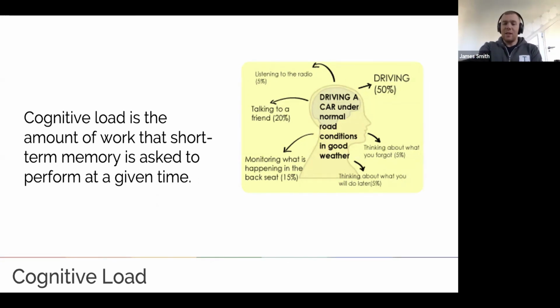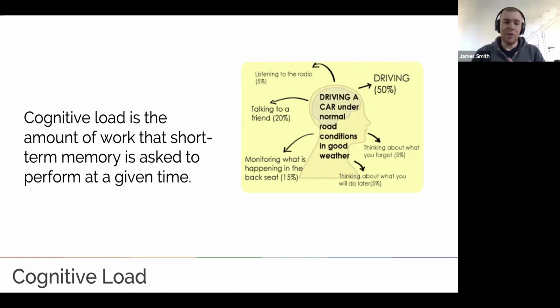Thinking about driving, 50% of our concentration span is taken up while we're driving. Yeah, we can still listen to the radio and engage with the radio. Perhaps we are on a voice call to a friend, to family, and so on. And then obviously that changes depending on the weather conditions. So if it's stormy, or cloudy, then it becomes much more difficult to concentrate on whatever's going on in the back seats. Or if you're trying to have a call with someone, it becomes much more difficult to concentrate on that.